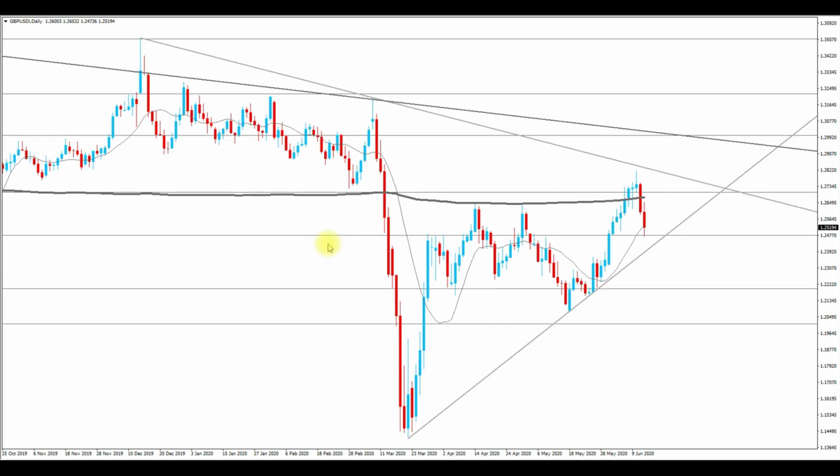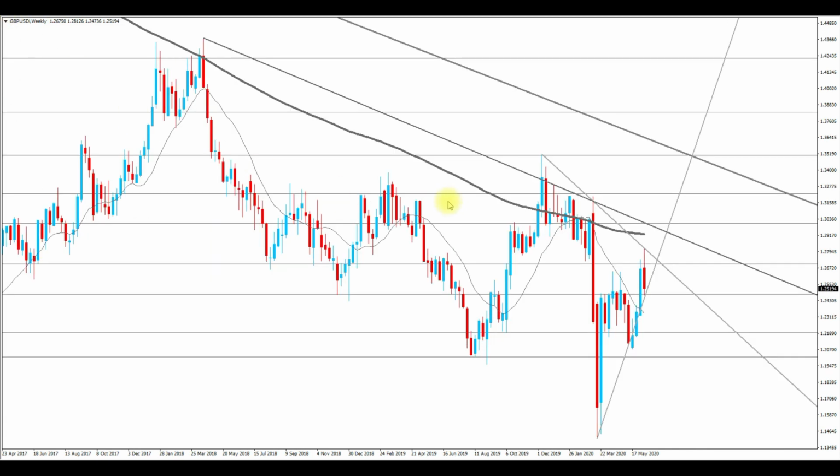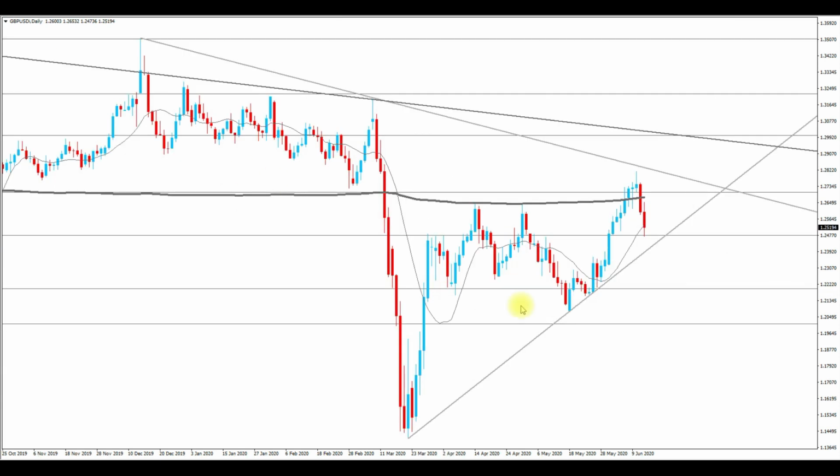Okay, so now we're going to look at GBP USD. So if we go to monthly, we've got this monthly downwards trend here, and we're expecting another touch soon. If we go to the weekly, we can see that we've got this weekly downwards trend, and again we're expecting another touch of this weekly trend soon as well. Then we go to the daily, we've got this daily upwards trend, and we're expecting price, and this is the weekly trend here, we're expecting price to eventually reach that.